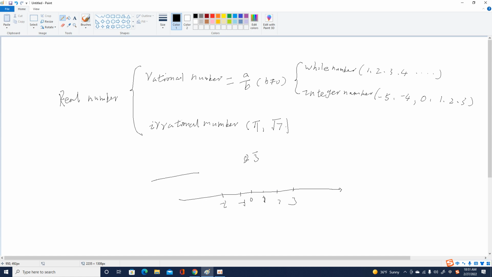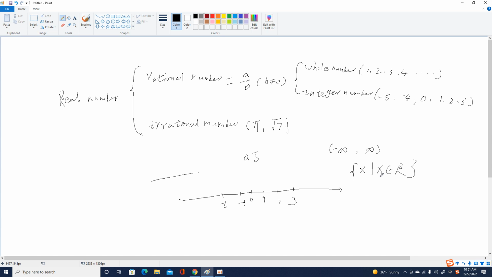Also, in some books, notebooks, and documents, the real numbers can be expressed as negative infinity to positive infinity. This also means the real numbers. You can also see real numbers expressed as x belongs to R. This also means the real numbers. This is about the real numbers.